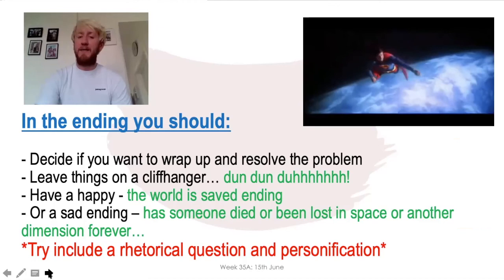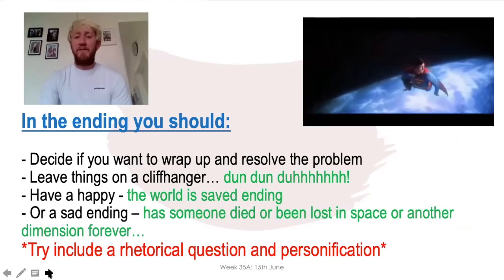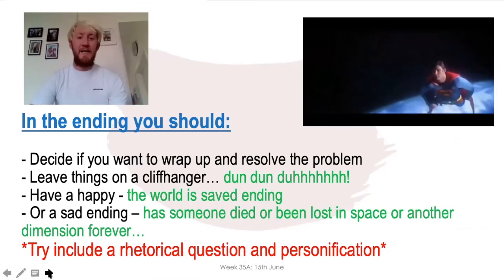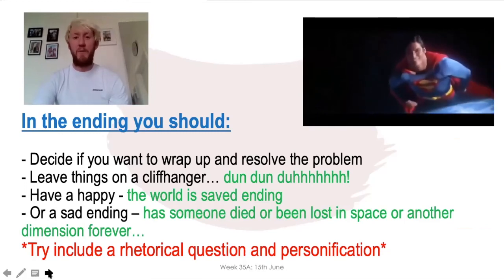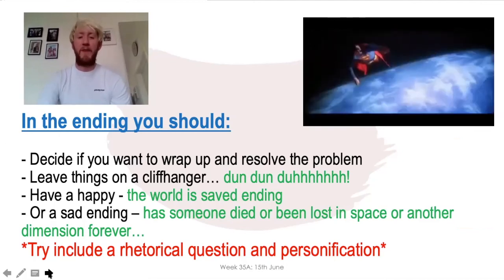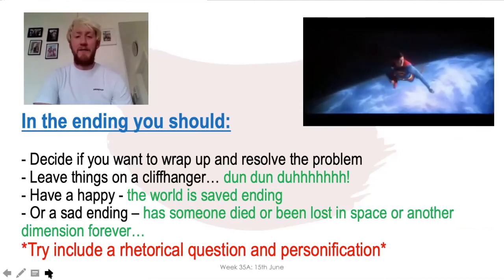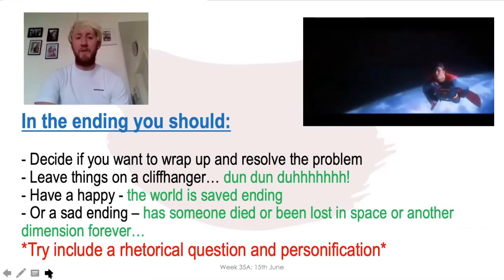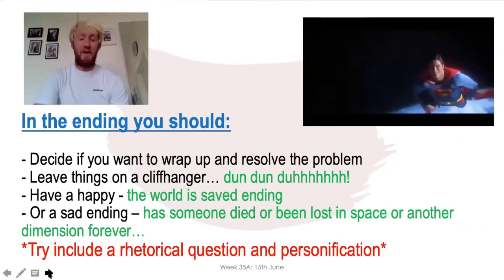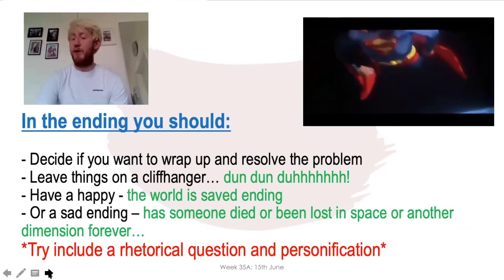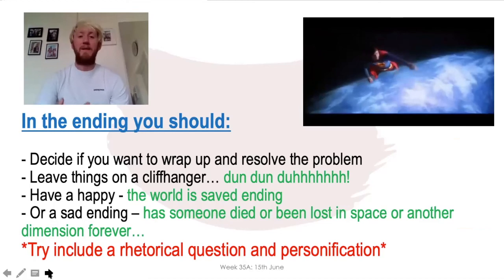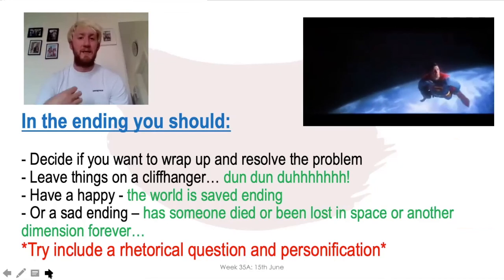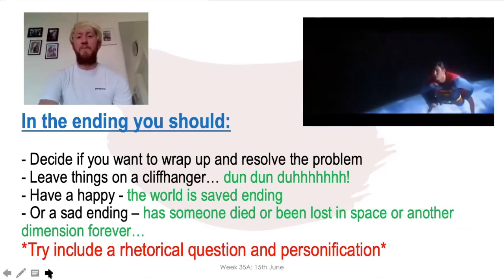Is it going to be a happy ending? The world is safe, they all lived happily ever after, if you like. Or is it going to be a sad ending? Okay. Are we going to have lost a superhero or someone along the way? In your final paragraph, okay, to your story, I want you to try and include a rhetorical question and personification if you can. Again, if you can use both, fantastic. If you can only use one, okay, that's still a great effort that you're trying to include these techniques embedded within your writing.